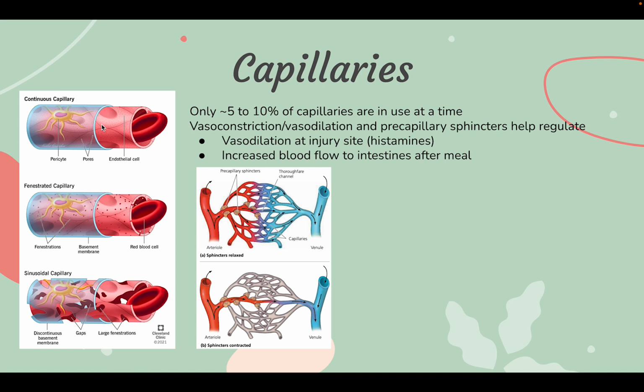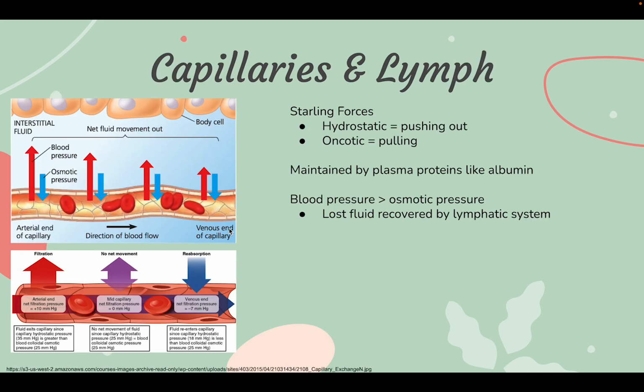So you might see this in places like the kidney. And sinusoidal capillaries have a lot of holes, right? They have a lot of gaps, and this is found in areas of the body where you're filtering the blood, or you need to access it directly, like the spleen or the liver. All right, so now let's talk about capillaries and lymph.